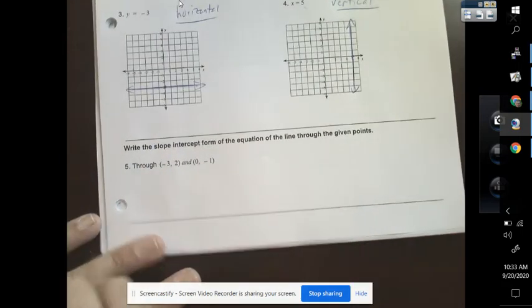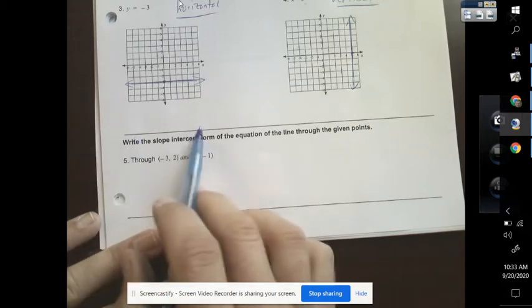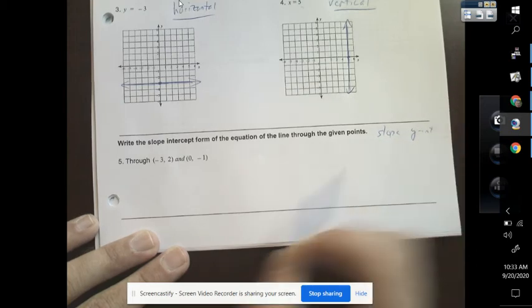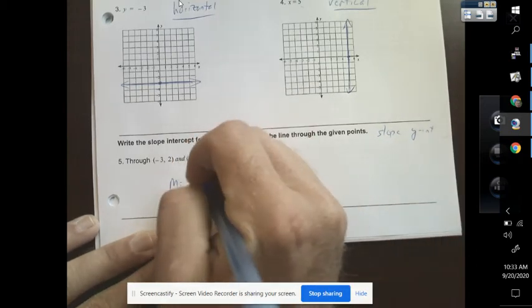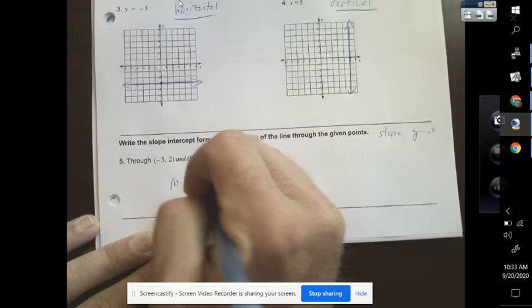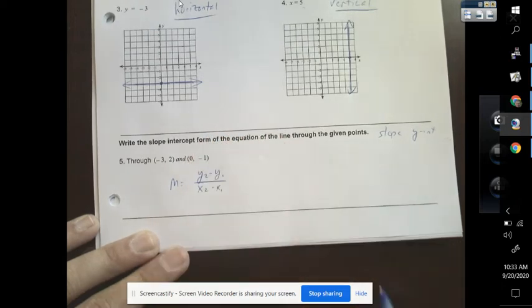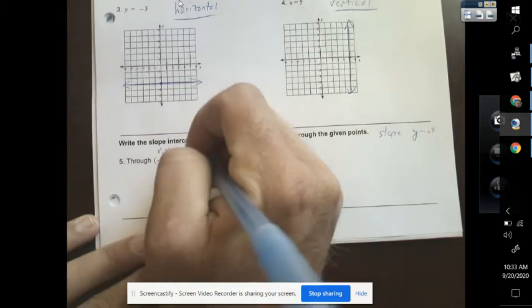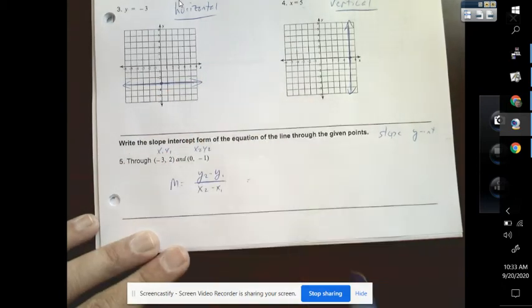Write the slope-intercept form of the equation of a line through the given points, through here and here. You need two things for an equation of a line. You need slope and you need y-intercept. So to find slope, we're going to use our good old y sub 2 minus y sub 1 divided by x sub 2 minus x sub 1 formula. Okay. Here's our points. X sub 1, y sub 1, x sub 2, y sub 2. It doesn't matter which order you pick them in as long as you're consistent.